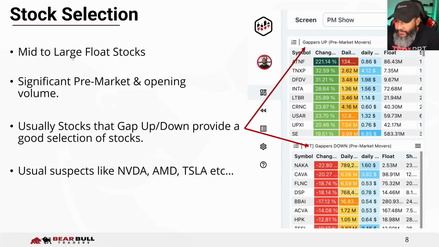For the most part, you guys know I don't trade low flow stocks, right? So this strategy works best with stocks that are mid to large flow stocks. I want to see significant pre-market volume, and I also want to see significant opening volume. In some cases, depending on the stock, we just care about the opening volume, right? How much volume are we getting at the open? We've seen stocks that don't do anything pre-market, and then at the market open, they get all this volume. That is exactly what you want to see here.